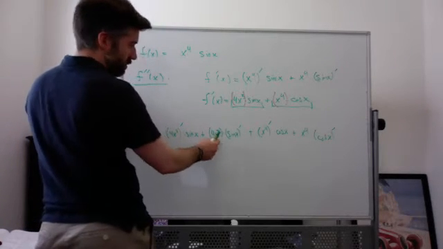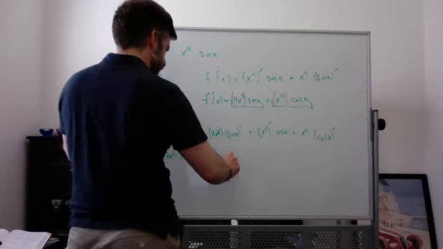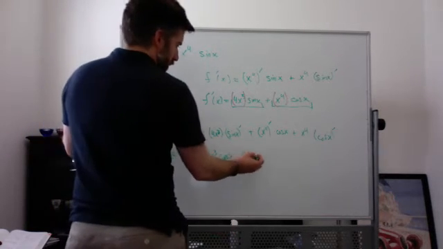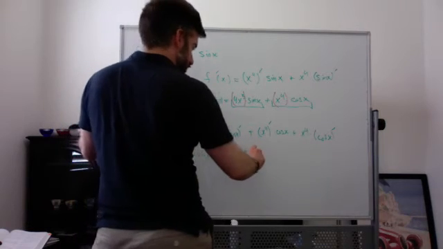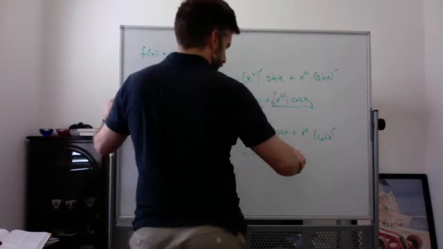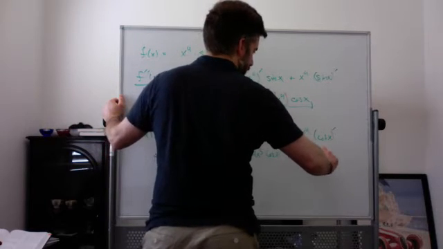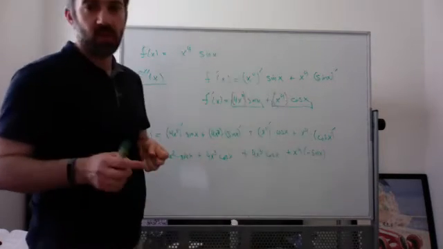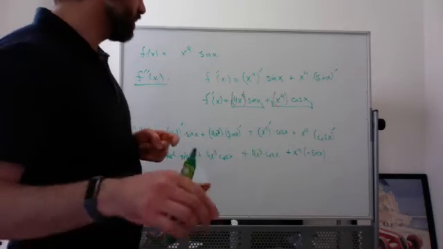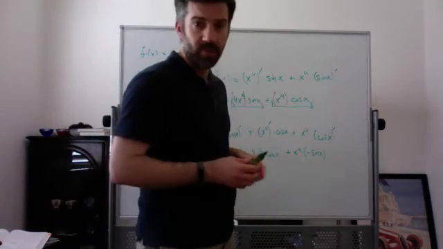Leave that alone. 4x cubed, the derivative of sine is cosine. So you get 4x cubed times cosine of x. Here the derivative of x to the fourth is 4x cubed, so I get 4x cubed times cosine of x. And then I get x to the fourth times the derivative of cosine, which is negative sine of x. A lot of the time, if you can see that the derivative of something is going to be a negative, we often put that out in the front here.